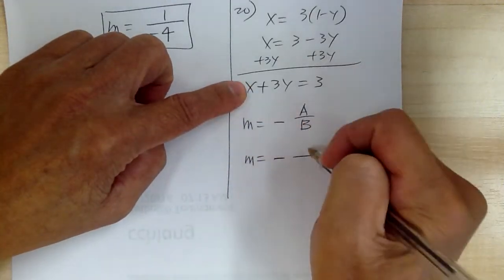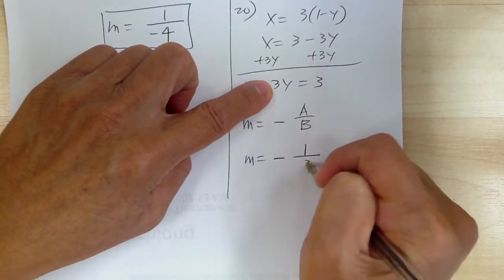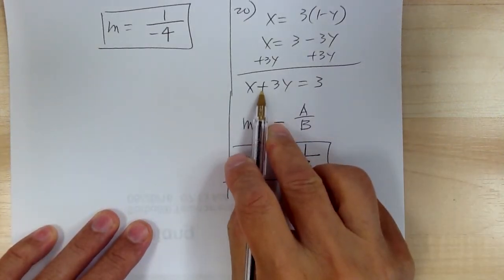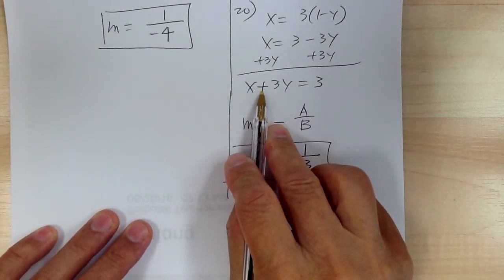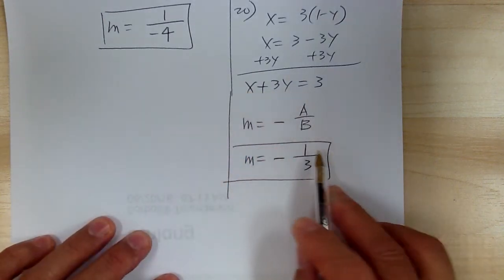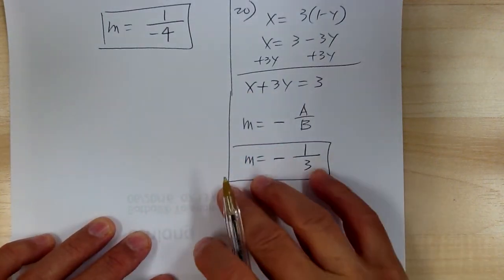So a is 1, b is 3, and so that's it. Now, if it's a subtraction over here, then your b would be negative. Let's say if it's x minus 3y, then in that case, b would be -3. Okay?